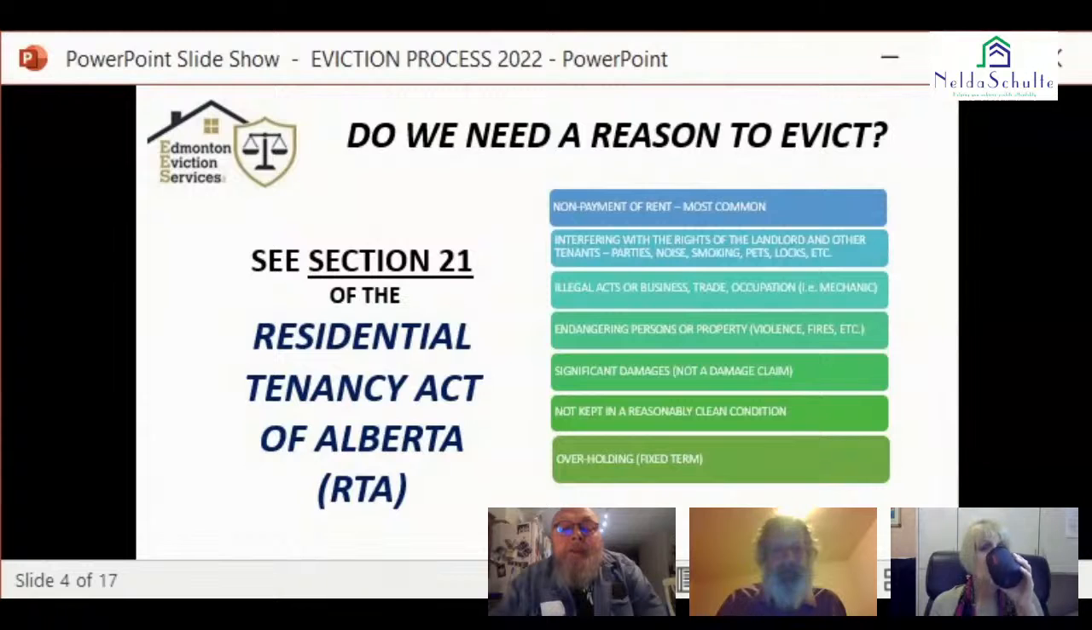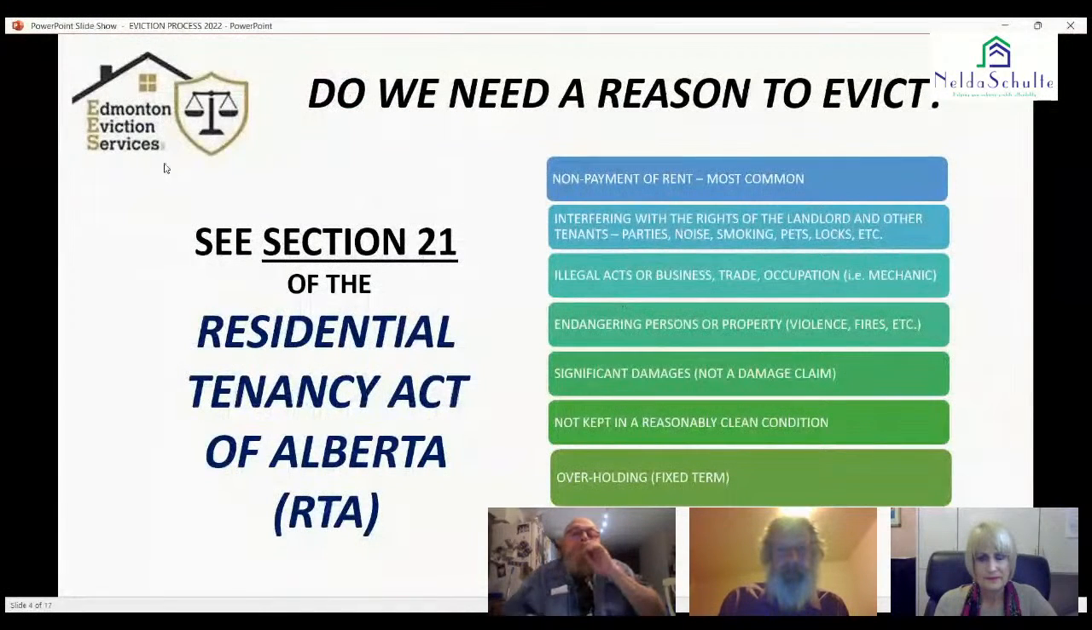The most common is the non-payment of rent. That's our biggest culprit. I mean, sometimes there's other things to go with that. There may be some interference, or maybe they don't keep the place in a reasonably clean condition, or any of those. Now, all of this falls under Section 21 of the Residential Tenancy Act, or RTA. I'm going to say the first one is non-payment of rent, and then there's that group in the middle of various items that are breaches. And then the last one is overholding.